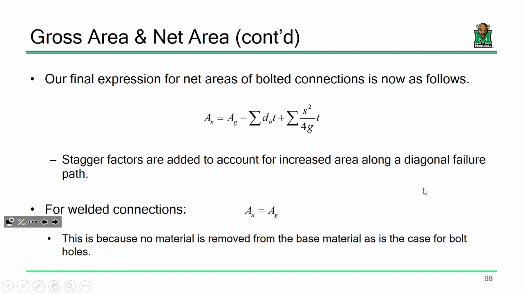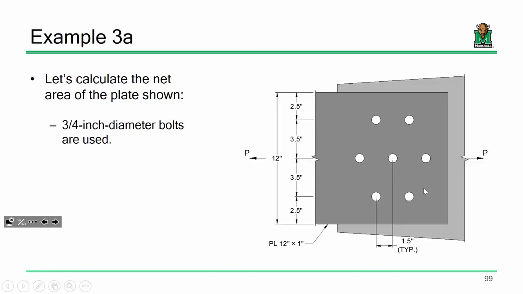So here's a more finalized expression for net area for bolted connections. We take the gross area, we subtract out any bolt holes, and then we add any appropriate stagger factors. That's for bolted connections. For welded connections, because we're not removing any material from the member to connect it, the net area just equals the gross area. So it's pretty easy. All right, everybody good so far?